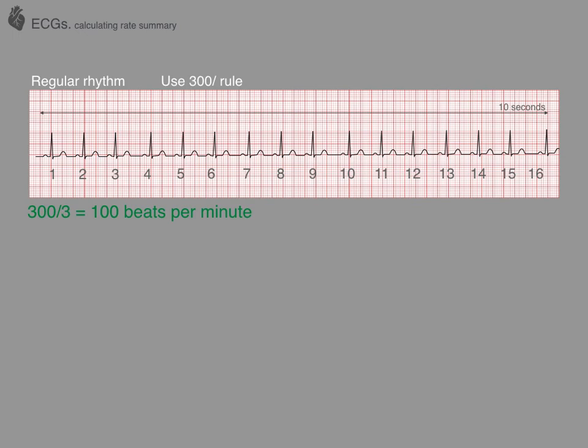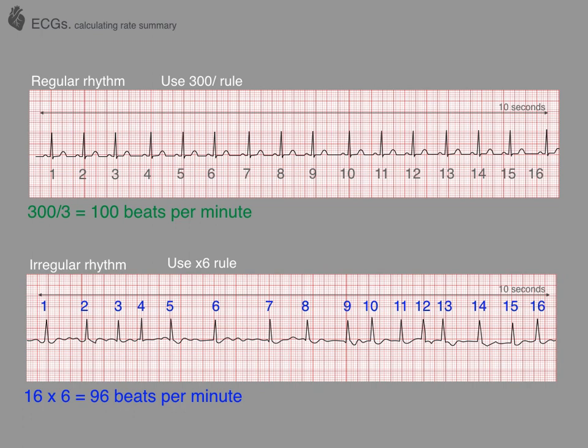You could absolutely calculate the rate of an ECG with a regular rhythm by counting the number of complexes in 10 seconds or in the rhythm strip and multiplying by 6. But people tend to use the 300 rule for a regular rhythm simply because it's quicker. So to summarise, for a regular rhythm, take 300 and divide by the number of big boxes between your R waves. For an irregular rhythm, count the number of complexes in 10 seconds, so across the entire rhythm strip of your ECG, and then multiply by 6 to get your rate in beats per minute.